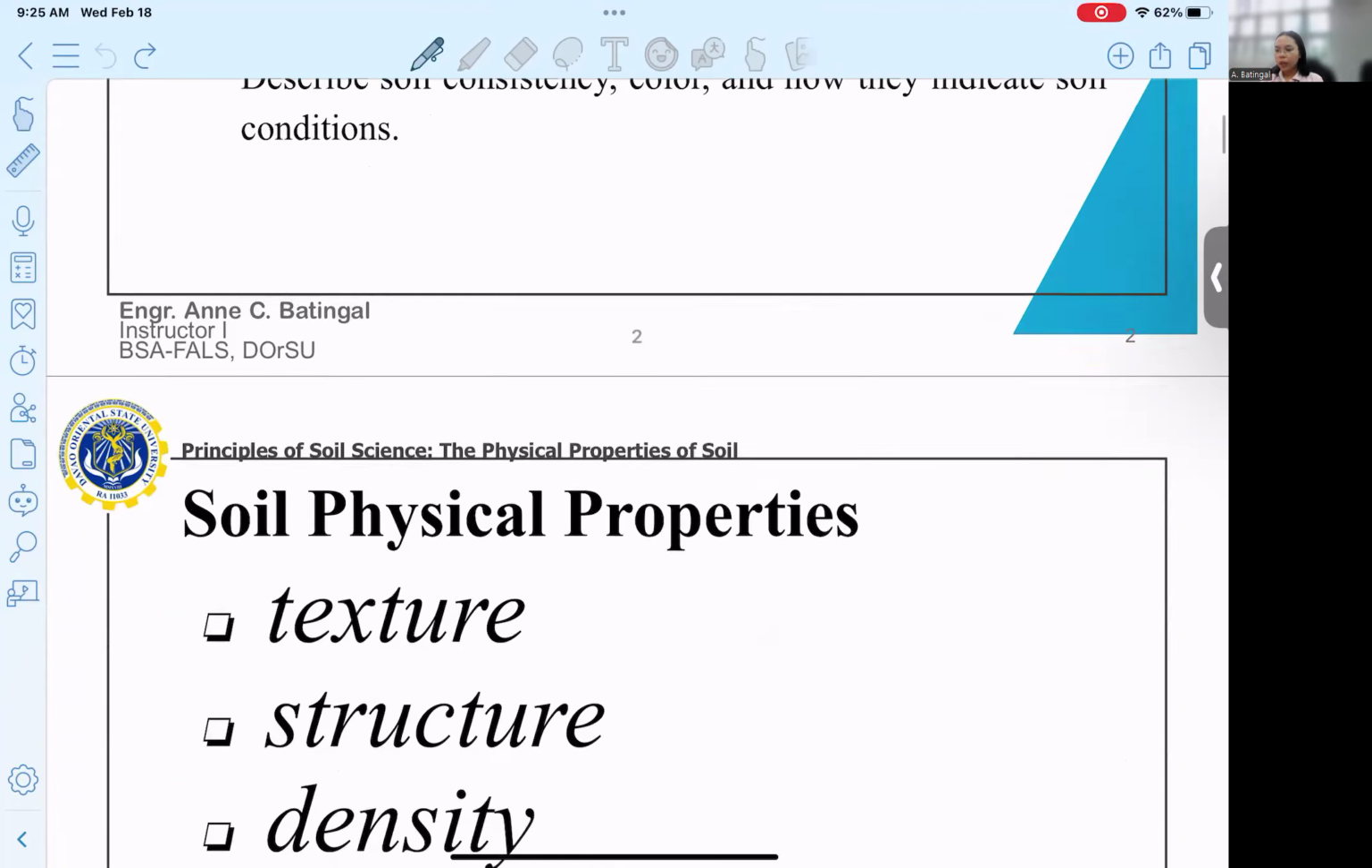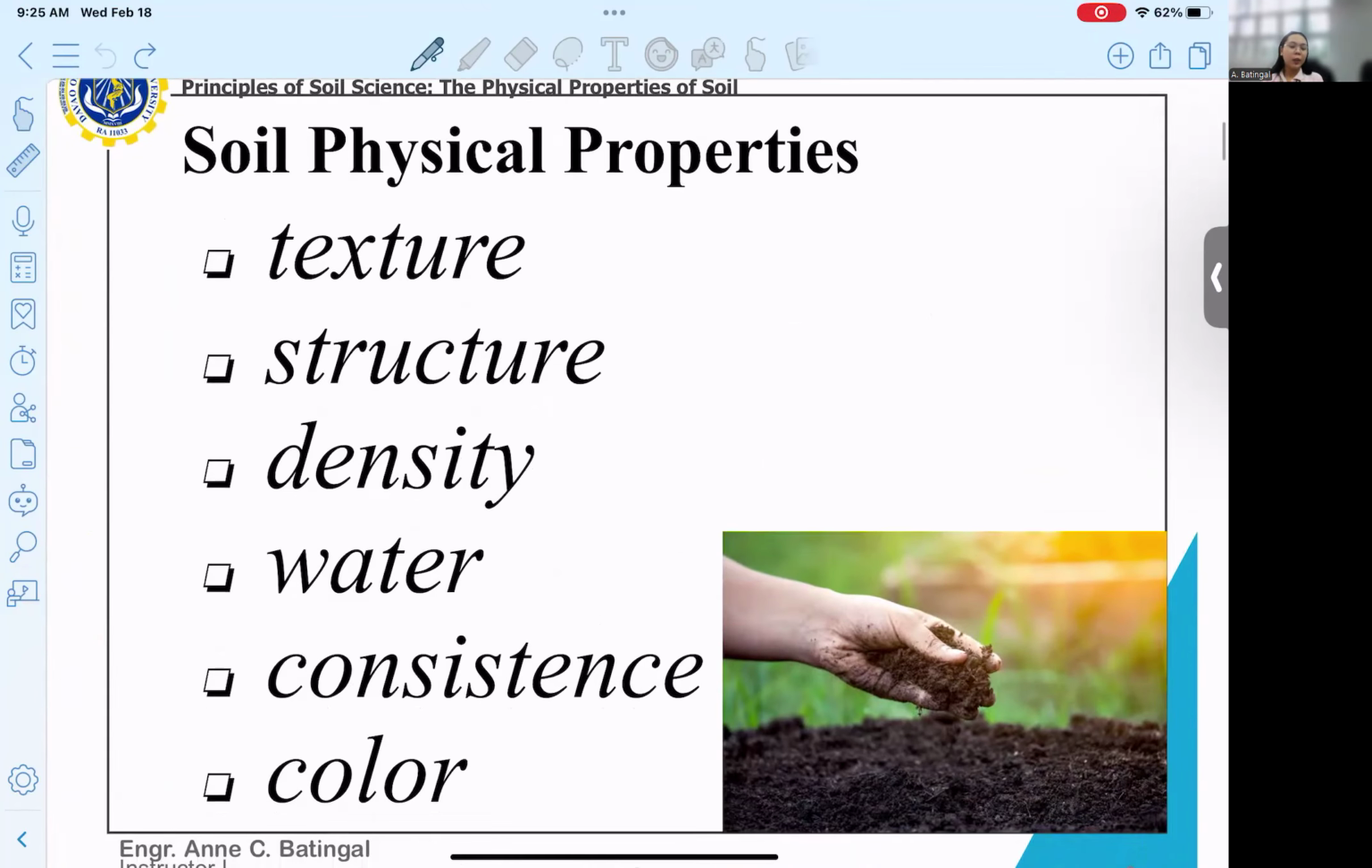Okay, so for the topics, for the soil physical properties, there are lots of soil physical properties. Pero we will tailor down our discussion sa 1, 2, 3, 4, 5, 6 lang. So you have your soil texture, soil structure, soil density, soil water, soil consistency, and your soil color.